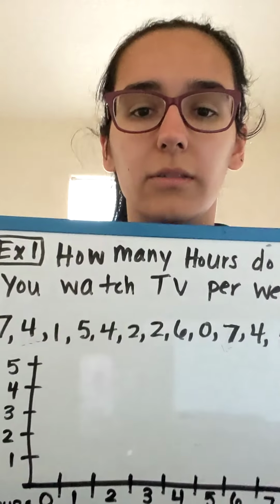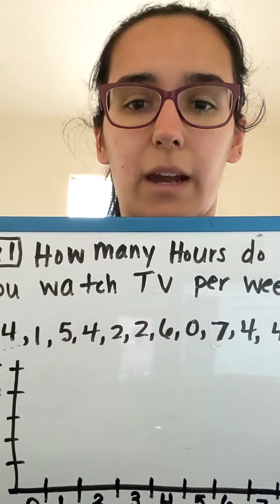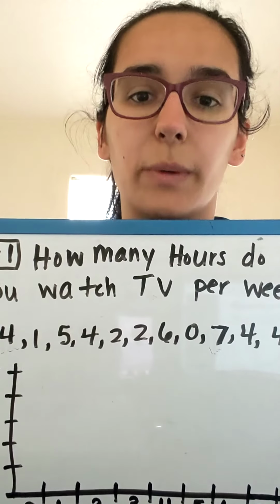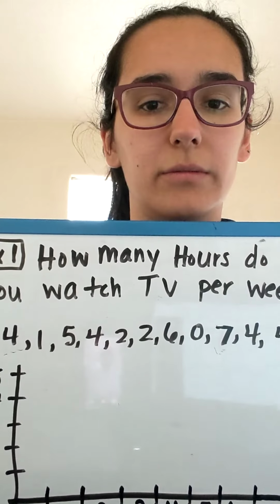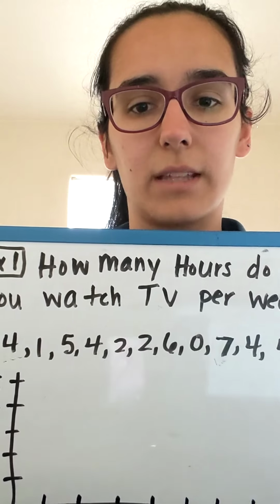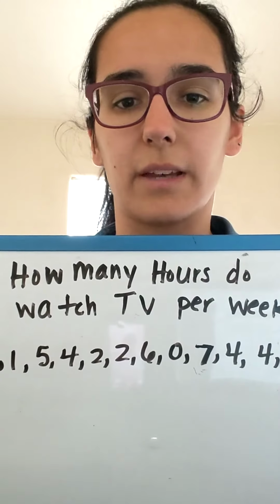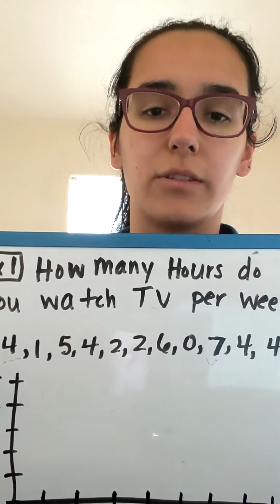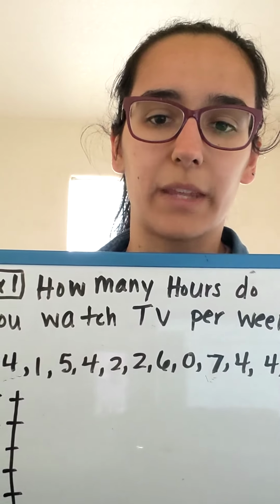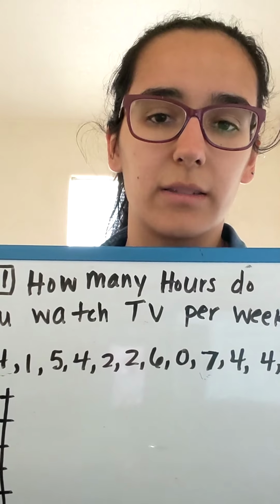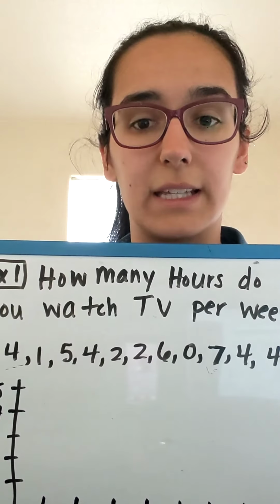Okay, so go ahead and write this example down. How many hours do you watch TV per week? Okay, so this is an example, and there's a data set here: 7, 4, 1, 5, 4, 2, 2, 6, 0, 7, 4, 4, 5. So this is just an example of if people answered this question, this might be the data set that you get. So we're going to actually put this in a histogram.